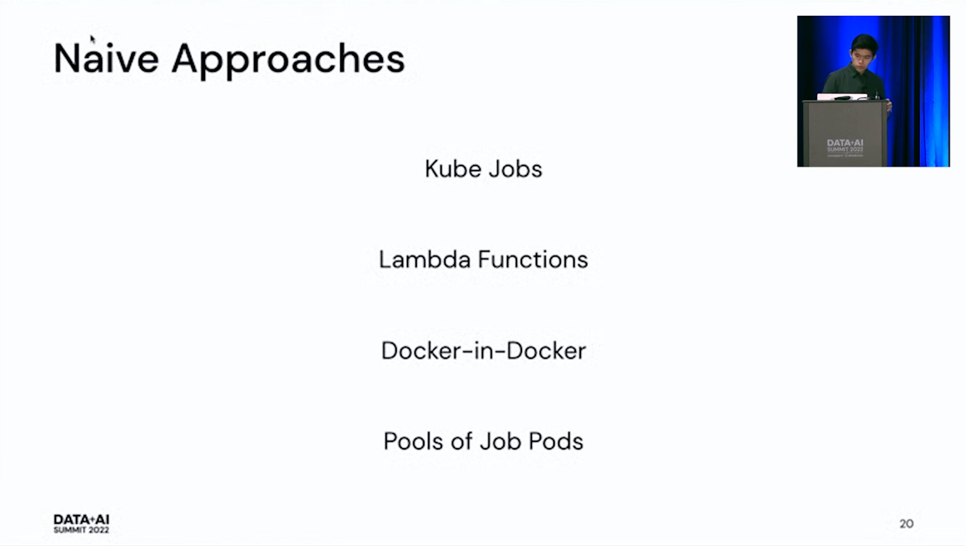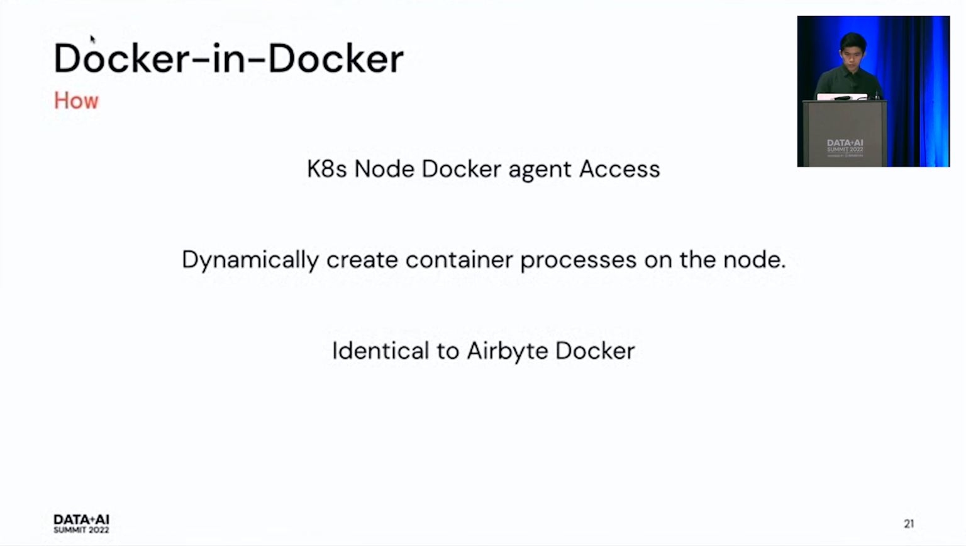The last two naive approaches are a bit more interesting, so we're going to talk more about them in detail. The first one is what we call Docker in Docker. How this works is you set up your Kube cluster in a way that you have access to the underlying Docker agent. This means the pods running can now use that Docker agent to dynamically create container processes. This works identically to how Airbyte Docker works today, which is what I showed a couple of slides back.